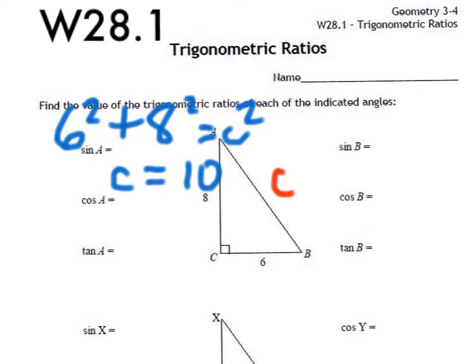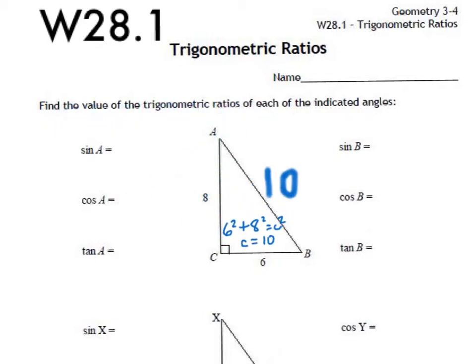We can replace this C now with a 10 and use that to find the value of some of our trig ratios. Move this work out of the way here. Now, before we go any further, we need to know what the sine and cosine and tangent of an angle means.